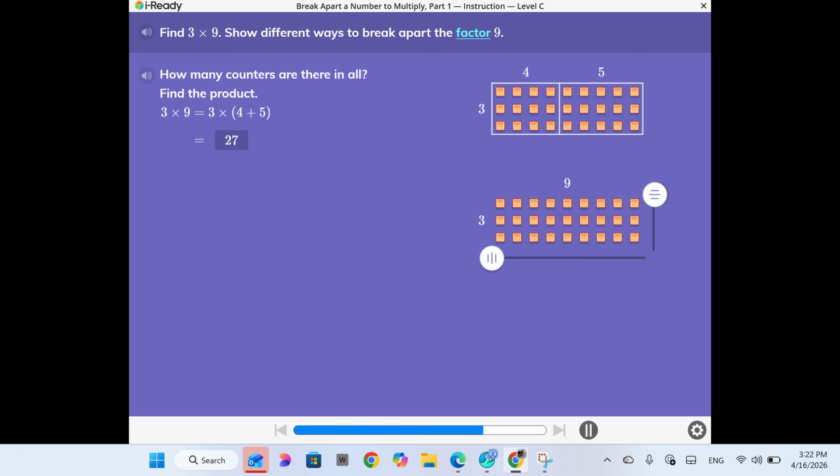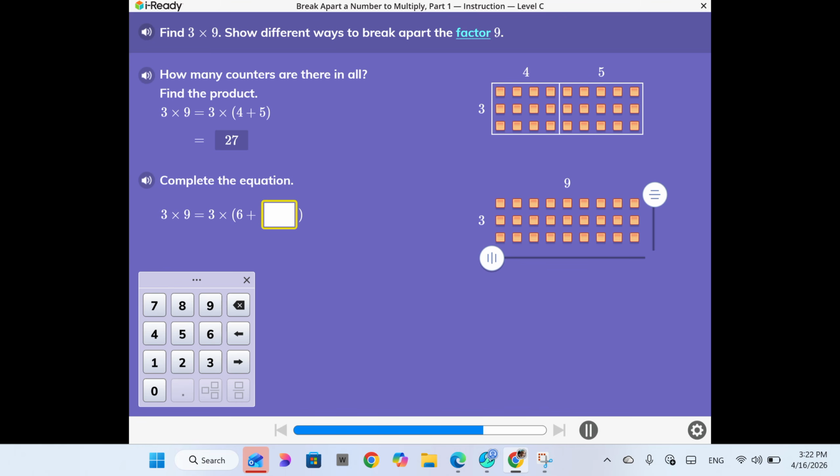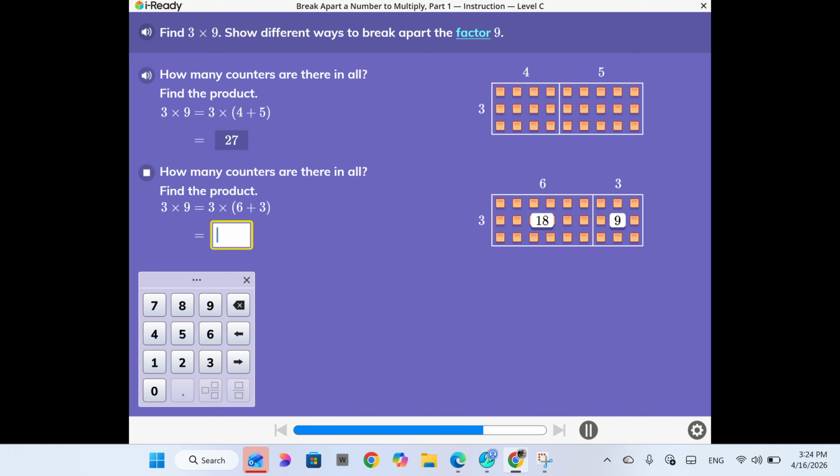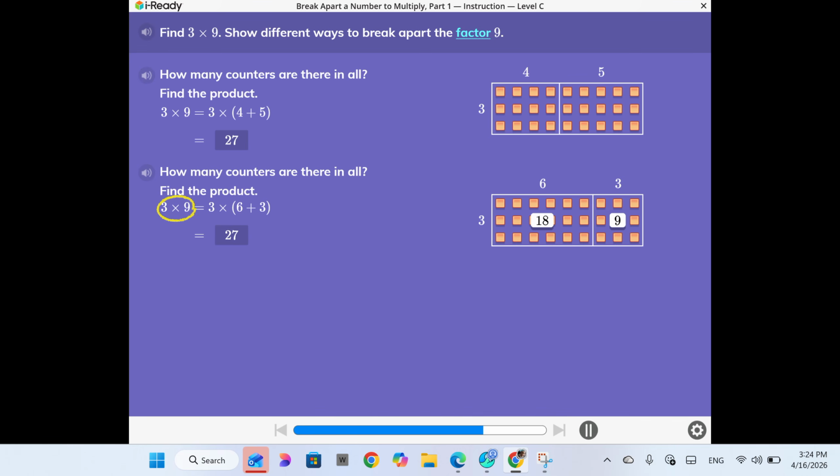Show a different way to break apart the factor 9. Complete the equation. You can break apart the array to help. Nine can be broken apart into an array with 6 counters in each row of one part and 3 counters in each row of the other part. 3 rows of 6 counters in the left array is 18 counters. 3 rows of 3 counters in the right array is 9 counters. How many counters are there in all? Find the product. Three times 9 equals 27.